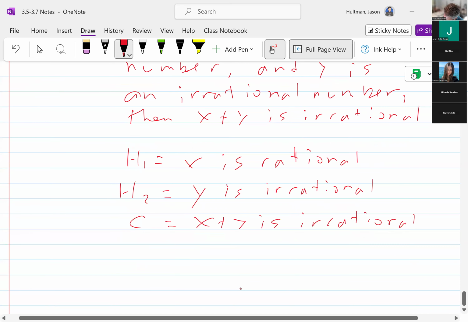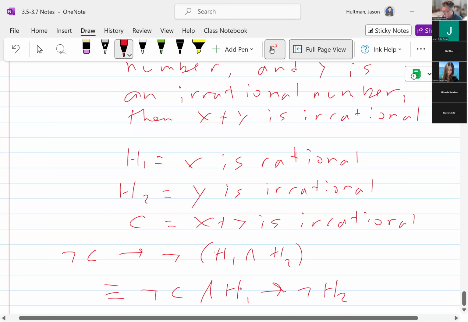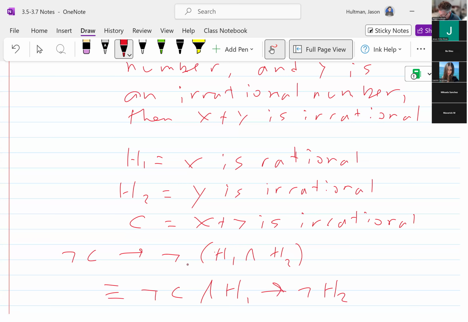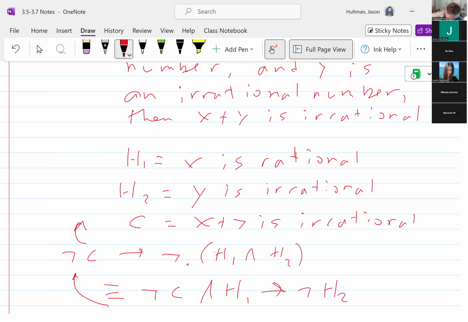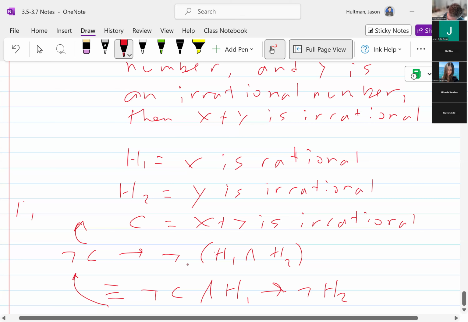So again, we want to prove not C implies not H1 and H2. But in this case, the easier proof is going to be to prove that not C and H1 implies not H2. And since they're logically equivalent, then we can actually say it's a proof by contradiction. Because we would go back one more step in our logic. We're going to go from here back to this step, which says that we've set it up as a proof by contrapositive. And then we would go back one more step, which would say that it's just H1 and H2 implies C.